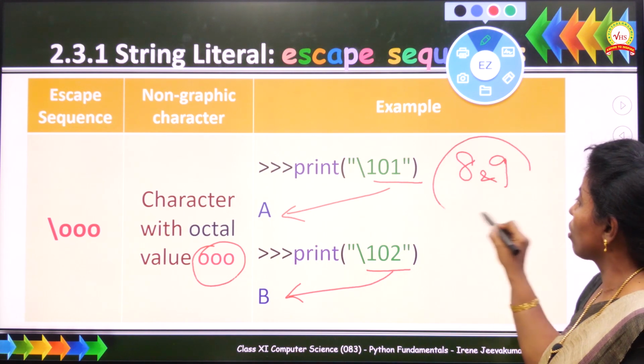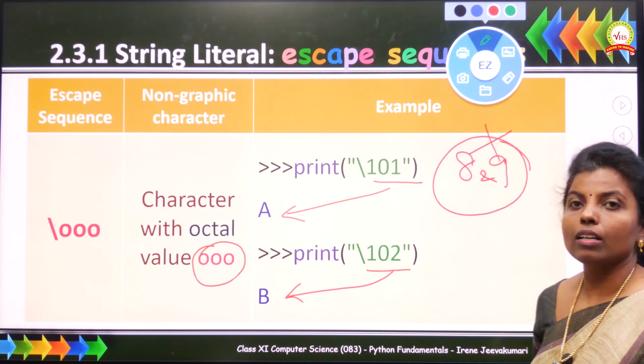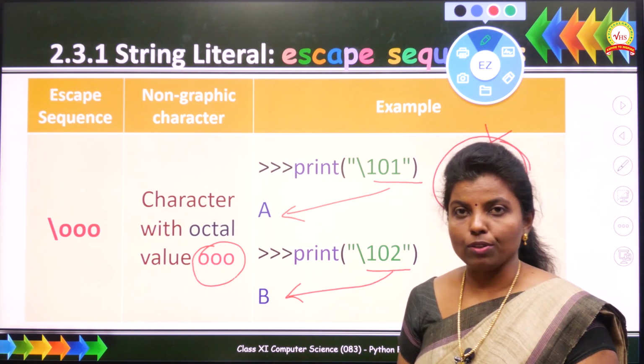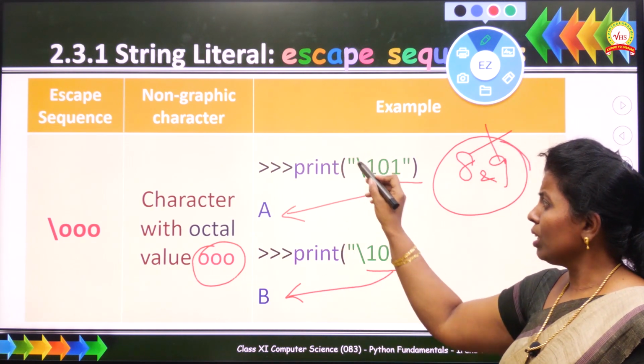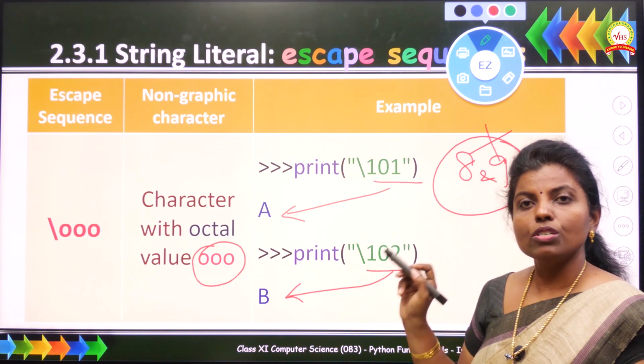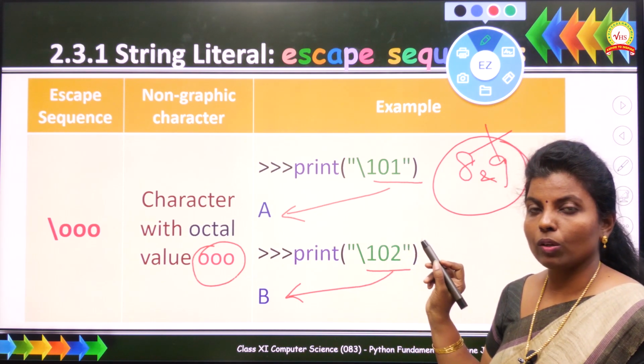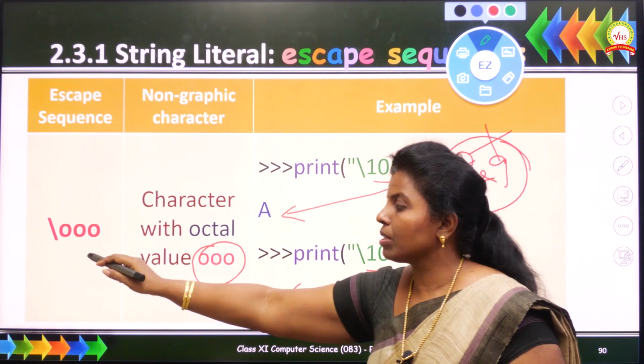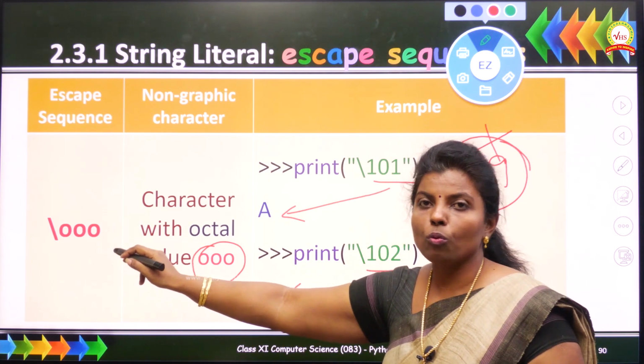8 and 9 should not be used because they are not part of octal values, right? So what kind of numbers can be used after backslash? Only the numbers from 0 to 7 can be used. Okay, so this is the purpose of the escape sequence backslash o.